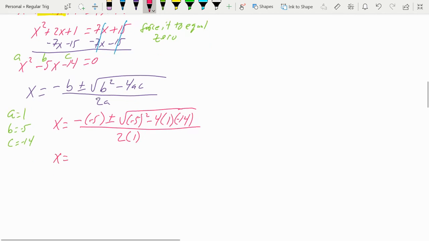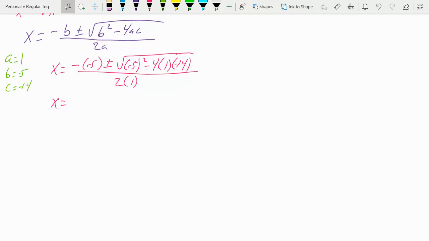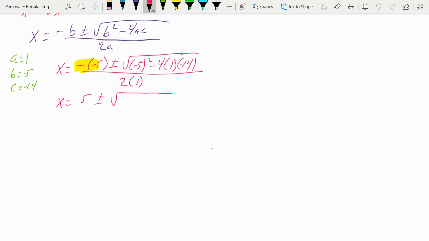So I have x is equal to, well, these two negatives here are going to give me a positive. So I have positive 5 plus or minus the square root. Just grab your calculator. Remember the discriminant? Just type in the discriminant. I don't need you guys showing me a whole bunch of work. It's a calculator problem. We end up with 81, all over 2.